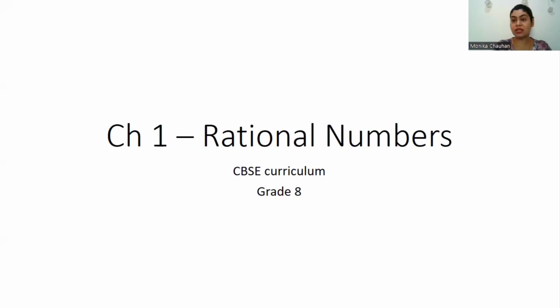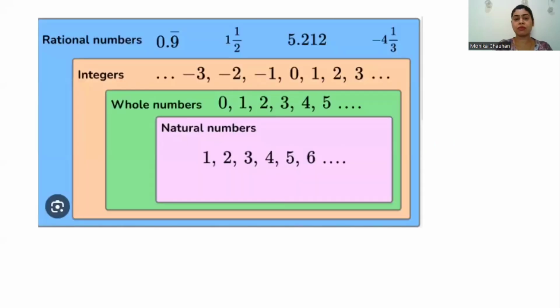Those numbers which come naturally are called natural numbers. They start with one, two, three, and so on, and it goes on and on. So these are the set of natural numbers. Then comes the whole numbers, and if you see, there's a difference: there's a zero with our natural numbers. So if you add zero to the set of natural numbers, it becomes the set of whole numbers. And all these numbers are positive, right?